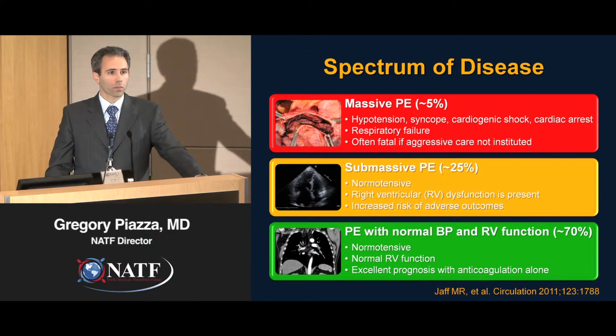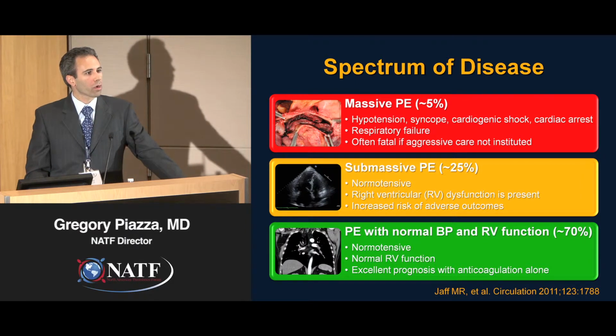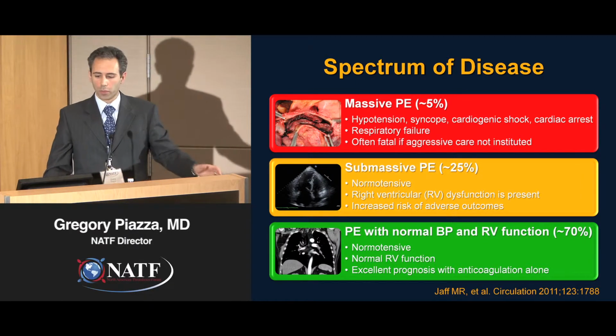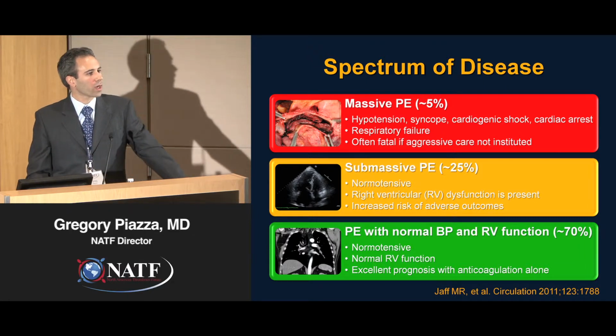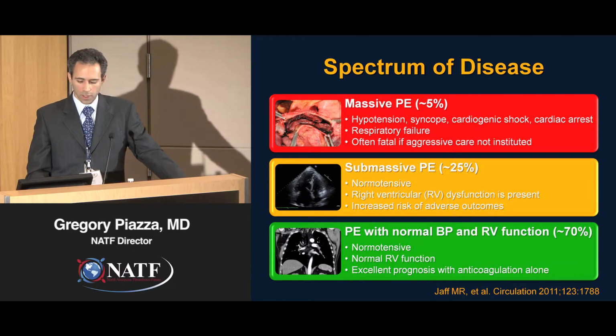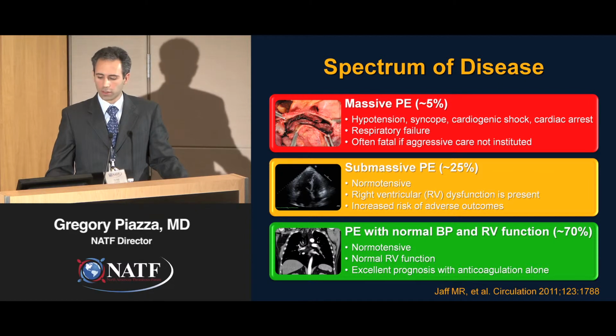Submassive pulmonary embolism represents about 25% of the pulmonary embolism population. These patients come in actually looking stable. Their blood pressure is fine, but they have evidence of right ventricular dysfunction. The right side of their heart doesn't function well under the pressure load of the blood clot. And these patients, a subset of them, will go on to deteriorate and develop cardiac arrest or low blood pressure. Finally, the largest population of PE patients are those that have normal blood pressure and normal right ventricular function. These patients enjoy a prognosis that's very benign with anticoagulation alone.